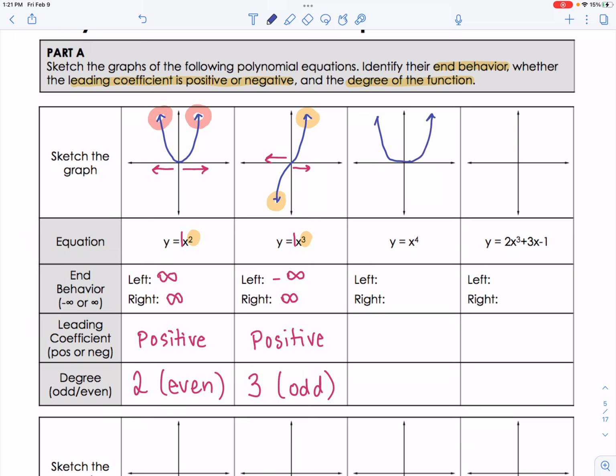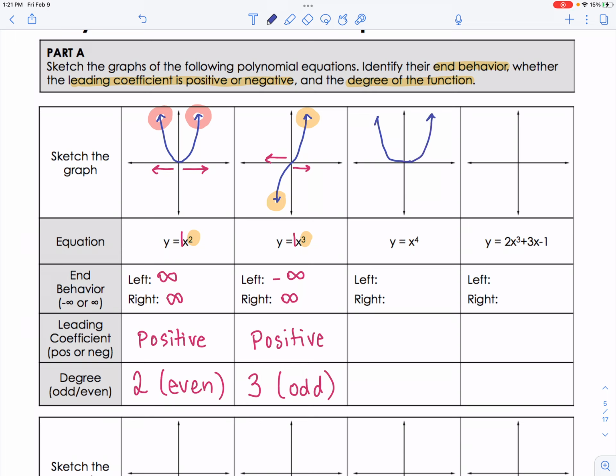When we go to the left, the graph is going down towards negative infinity. And as we go to the right, the end behavior is going down towards negative infinity as well. That leading coefficient is a negative. The degree of the polynomial is 4, which is even.